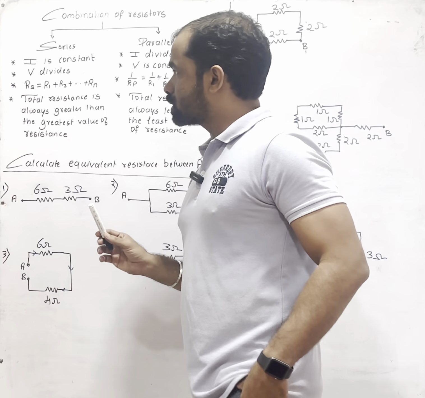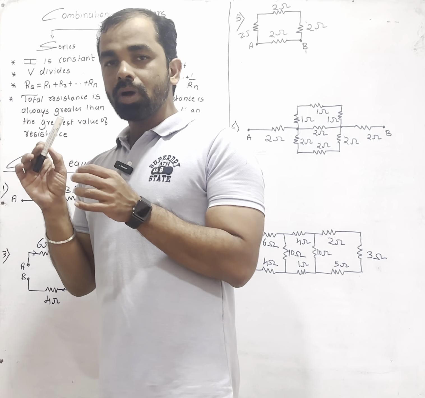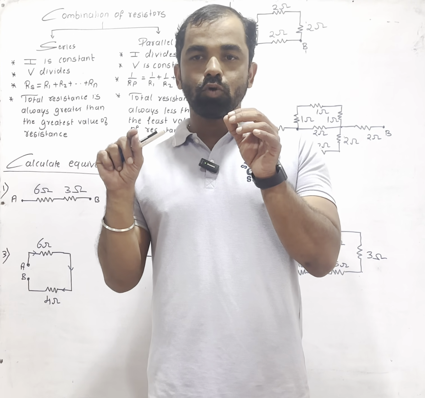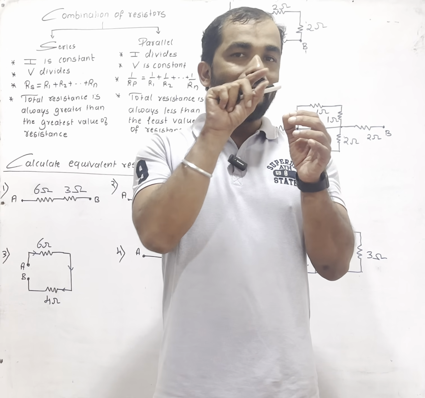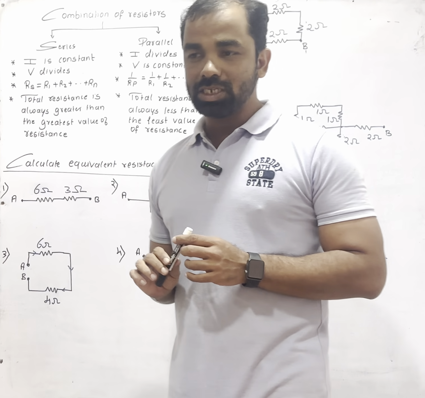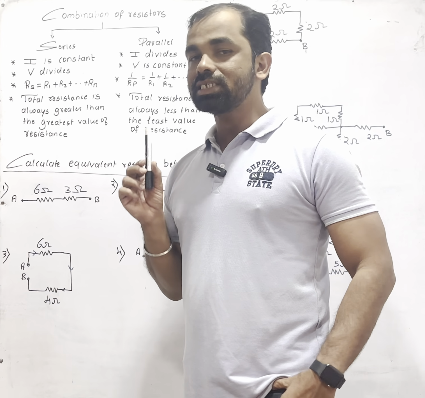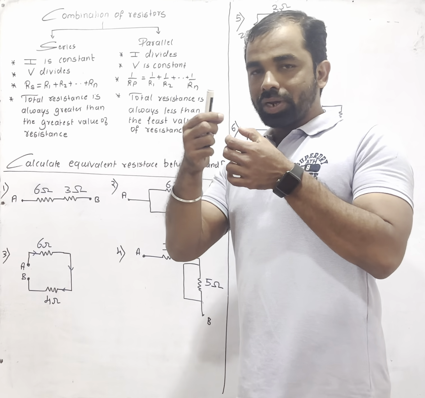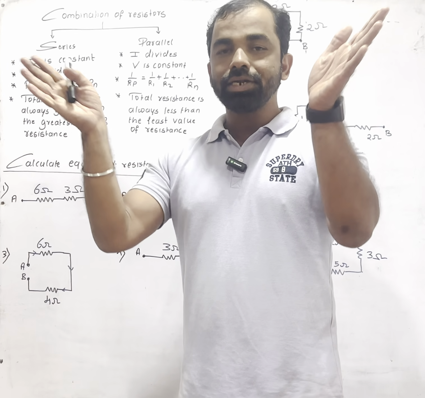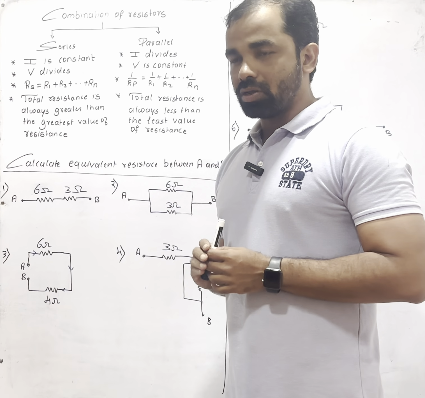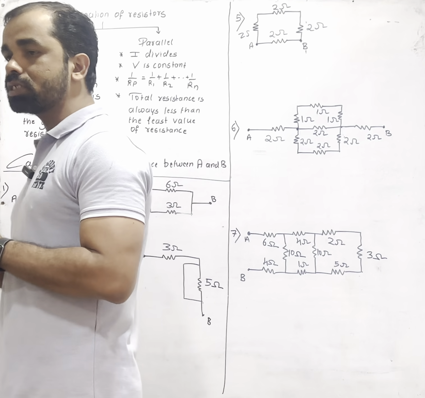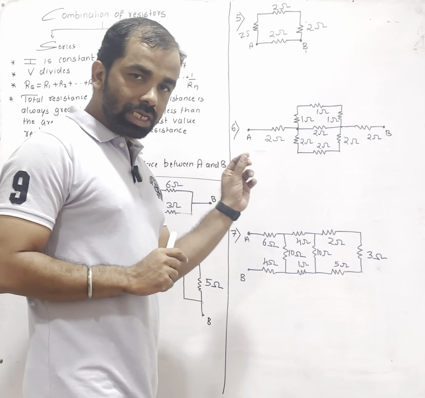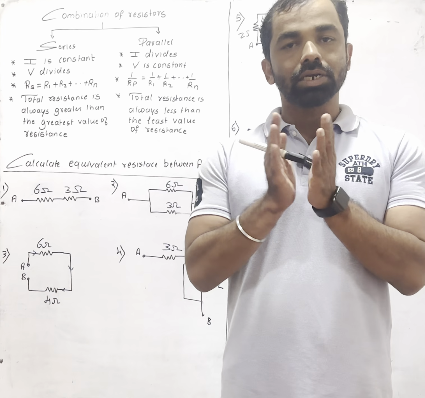What is the meaning of series? Series means when the same amount of current is flowing in each resistor. Say there are 3-4 resistors connected together and the same amount of current is flowing in each, then we say the combination is series. And when current splits after coming to one point, if current divides and goes, then it is called parallel combination. Okay, so there are two types of combination, series and parallel. In series, current remains the same, and in parallel, current divides.